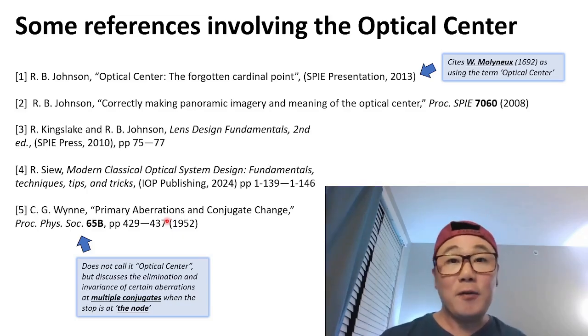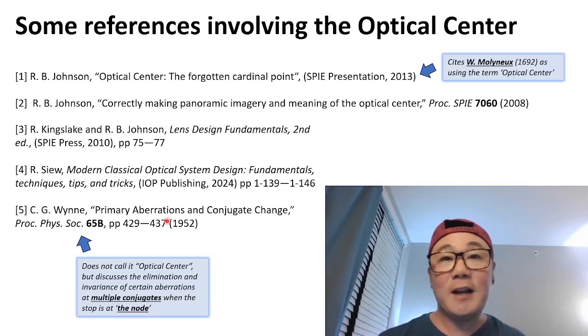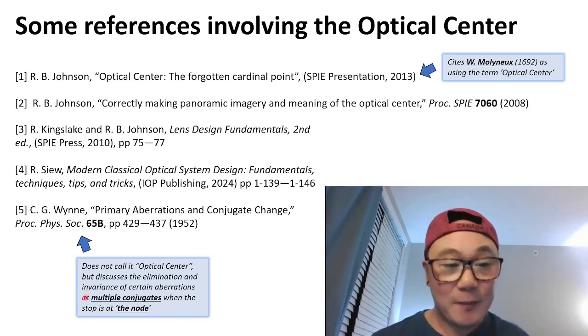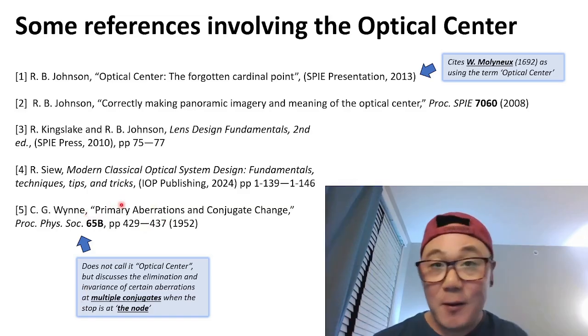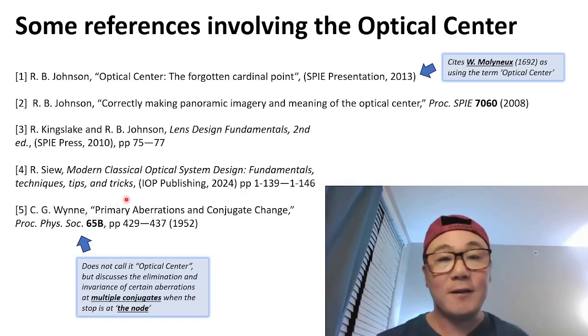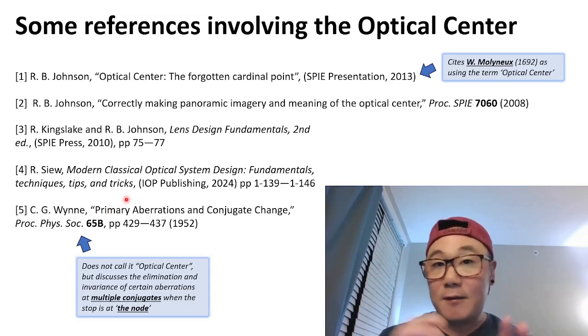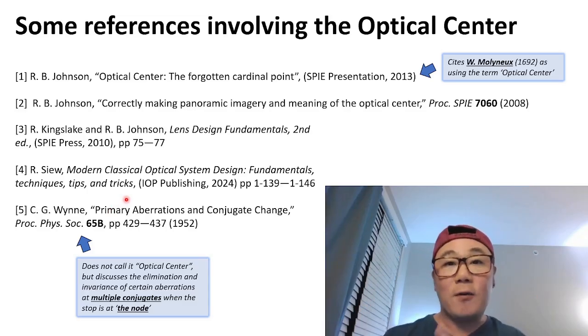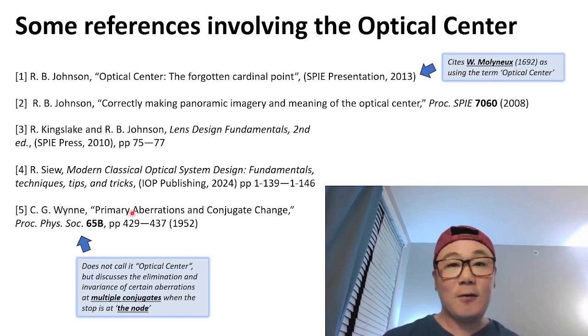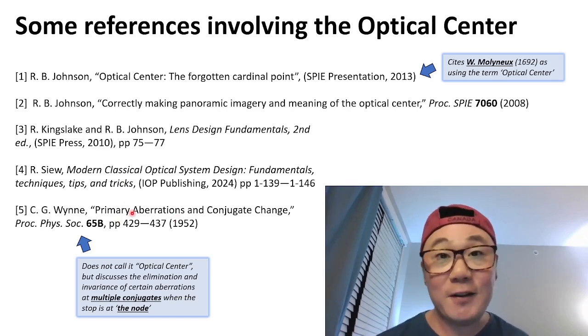Because most lens designers know that you cannot have a perfect optical system in more than one conjugate. And that is still true. But in this paper, Wynne derives some equations and shows that if you put the aperture stop at the node or the optical center, then the astigmatism can be made 0 and invariant over a range of conjugates, which is very interesting, right? So with that, hopefully this has also been interesting to you.